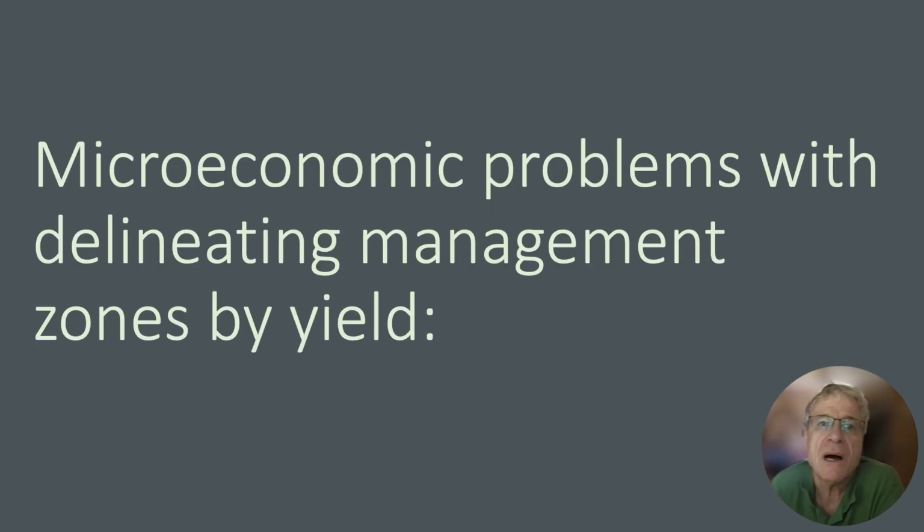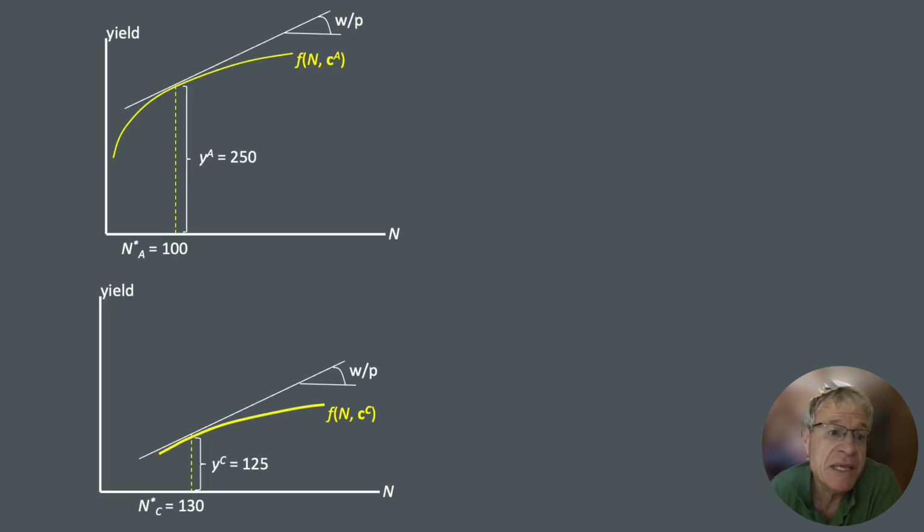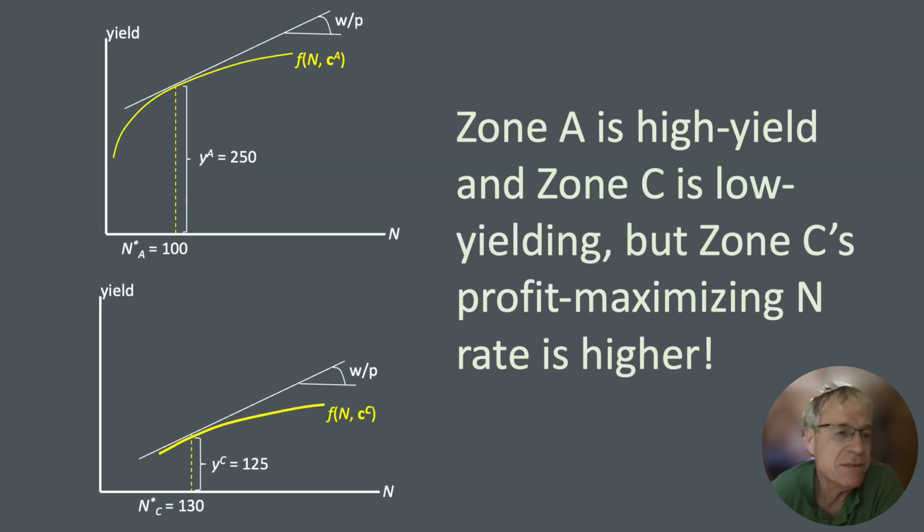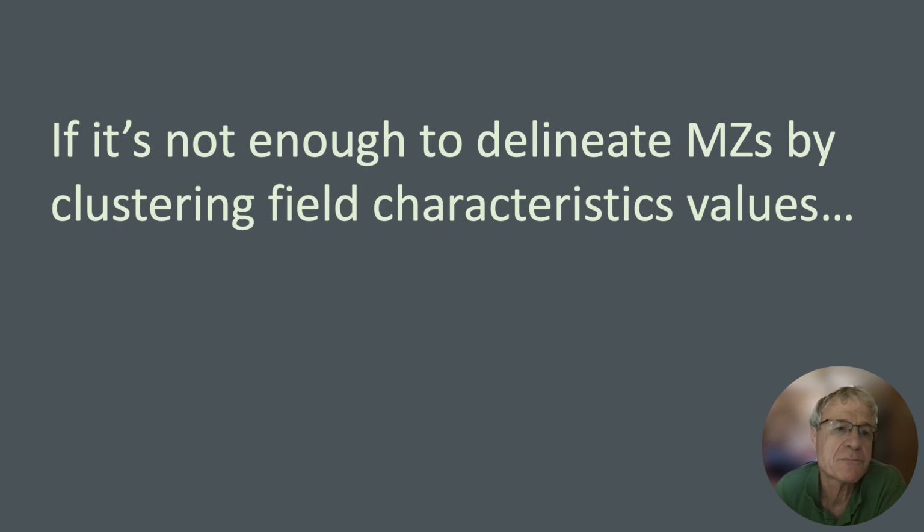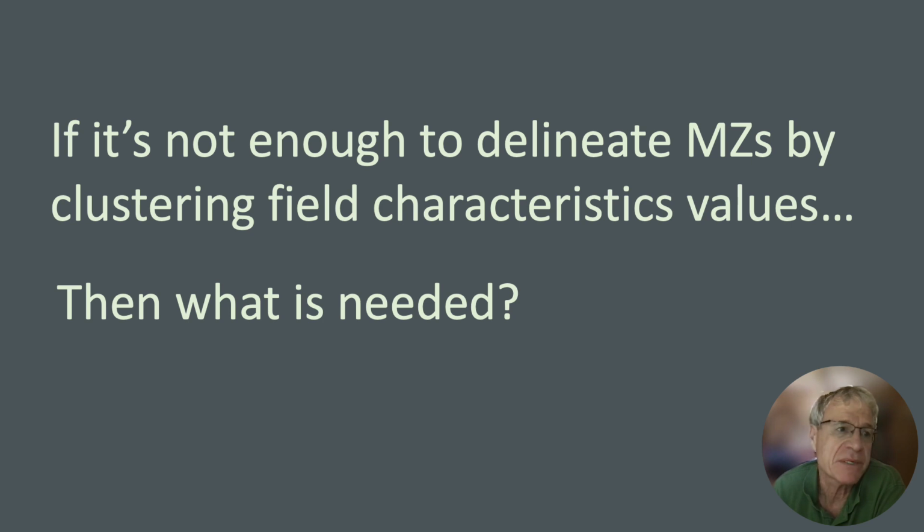The problem here with delineating a management zone by yield is that here zone A has high yield but low nitrogen rate. Here zone C has low yield but a higher nitrogen rate. There's no reason why response functions can't look like this. And so the whole yield-based recommendation scenario doesn't necessarily work. It's not enough to delineate MZs by just clustering field characteristics.